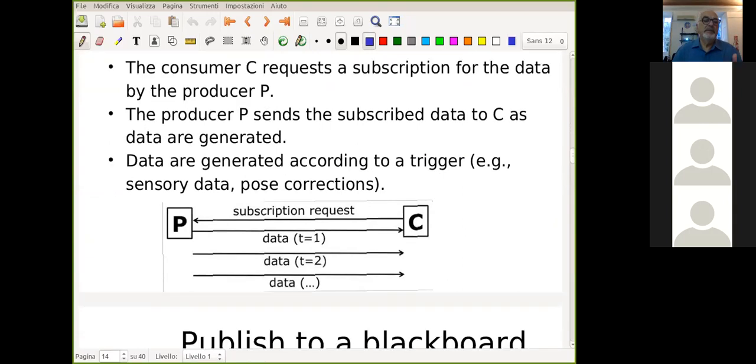Publish-subscribe means that a publisher says, I have some data, who wants to know them? And whoever wants to know them will subscribe and receive the data. The important fact that you will see is that the subscriber receives all data in the sequence the producer generates them, so no data are lost. This implies queues of data, because the various subscribers may have different timing in consuming data.